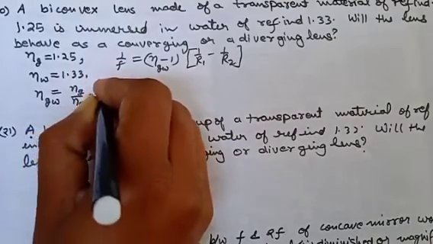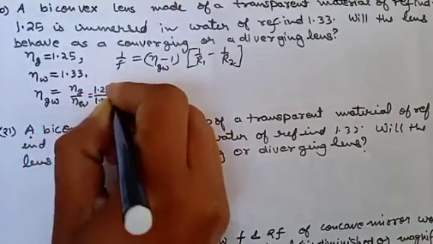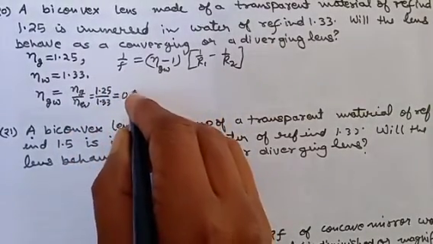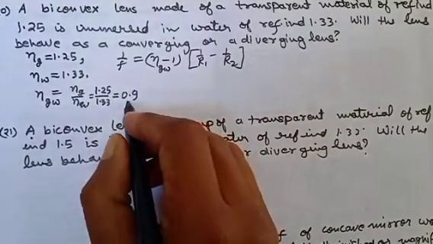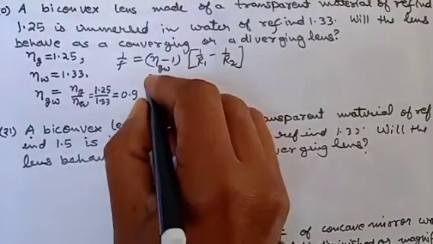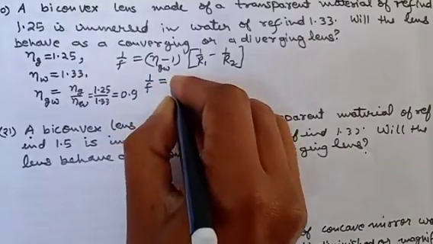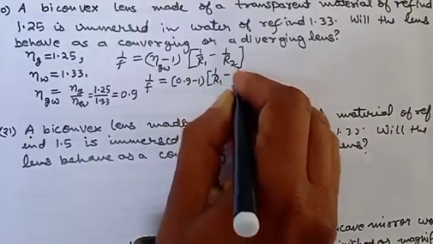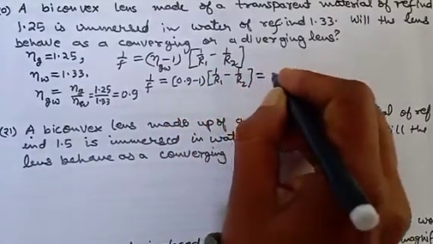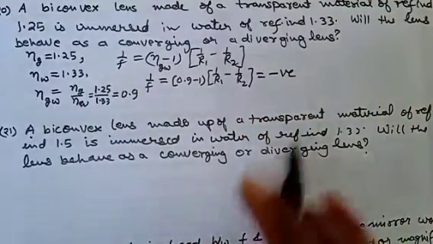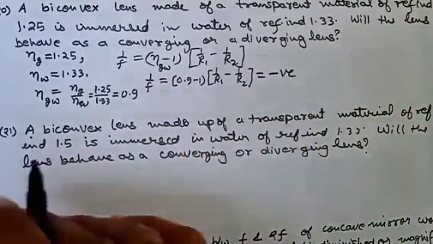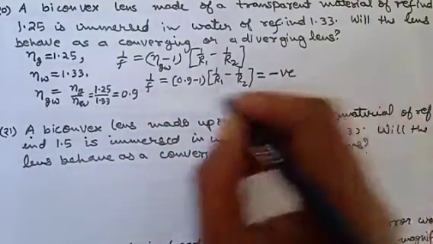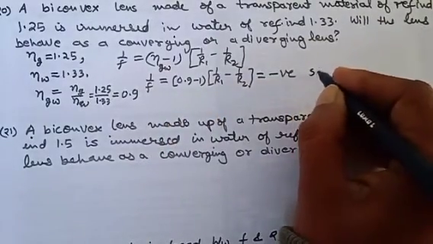We have to calculate it, G by GW. So it is 1.25 upon 1.33. That is something around 0.9. See, it is less than 1. When we put this value here, 0.9 minus 1, 1 upon r1 minus 1 upon r2, we will get a negative value. That's all, we are not going to calculate it. It's a negative value. So negative focal length means its nature is diverging. So diverging.